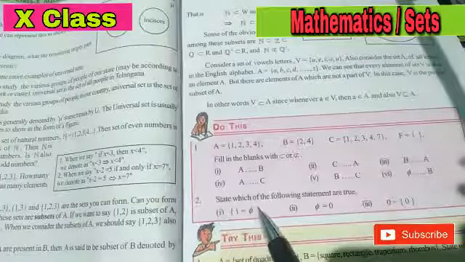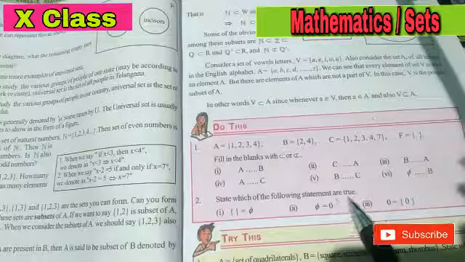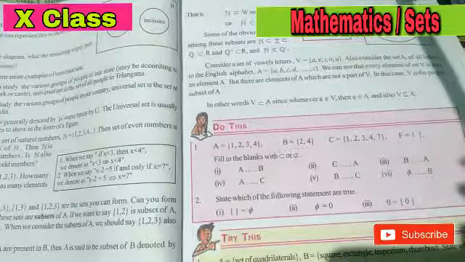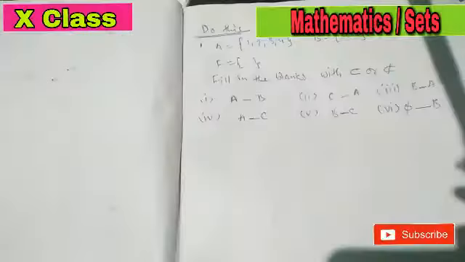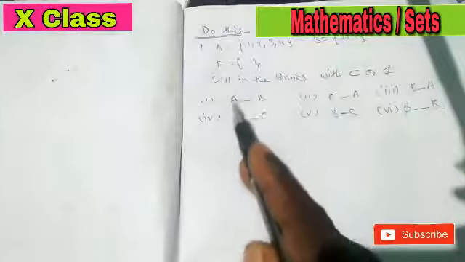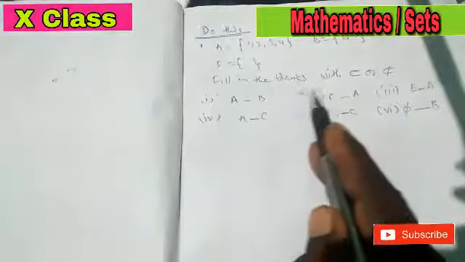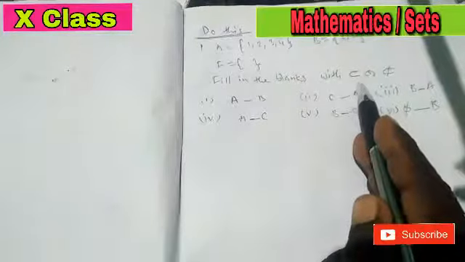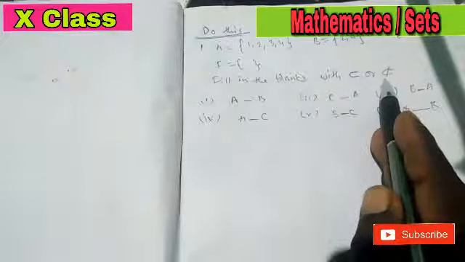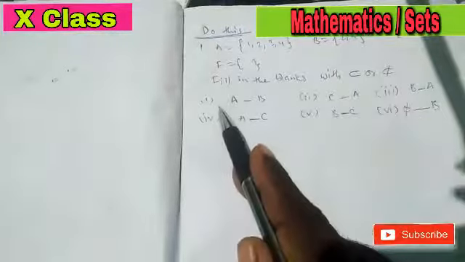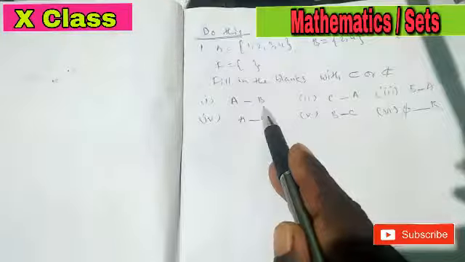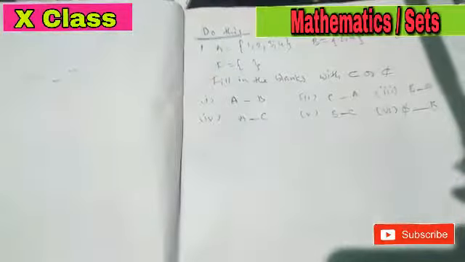The second one is: state which of the following statements are true. Okay, let's go to solve these problems. Fill in the blanks with a suitable subset or not subset symbol. It is a subset symbol, it is a not subset symbol. So the first question is A dash B. We have to fill in either the subset or not subset symbol.